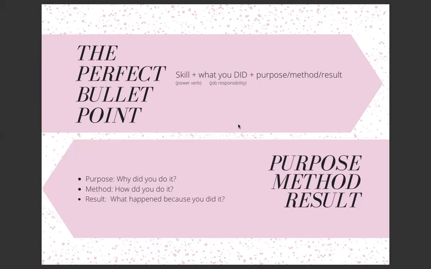You see there, I didn't include the method or result. I only included the purpose, because if I tried to include the method or result, that bullet point would end up being 2 or 3 lines long, right? So again, sometimes you can't include all 3 in a bullet point, but at least try to include 1.